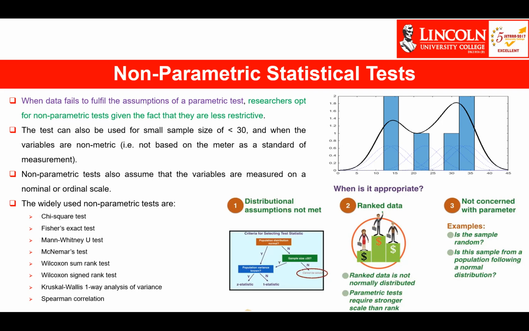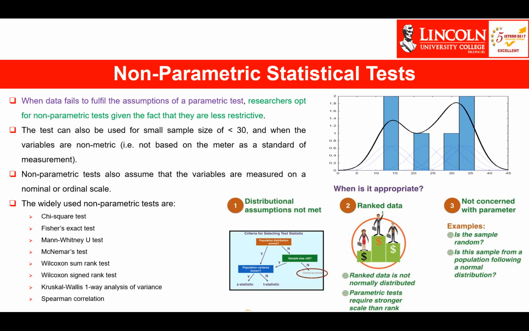So researchers opt for non-parametric tests given the fact that they are less restrictive. The tests can also be used for small sample sizes of less than 30, and when the variables are non-metric, that is, not based on the meter as a standard of measurement. Non-parametric tests also assume that the variables are measured on the nominal or ordinal scale. We have a lot of them.